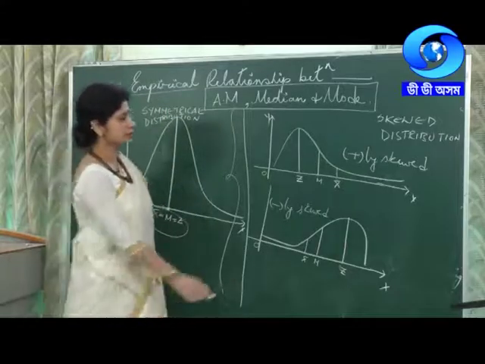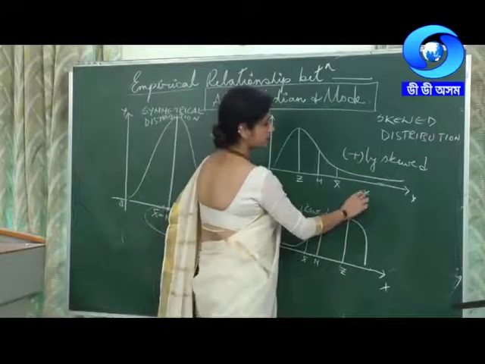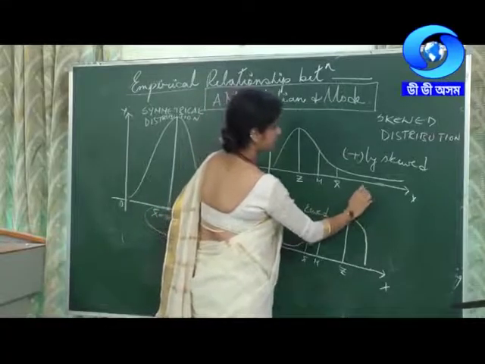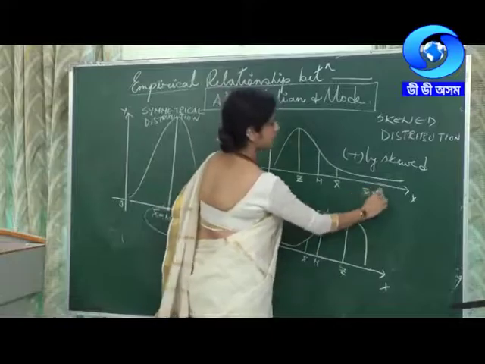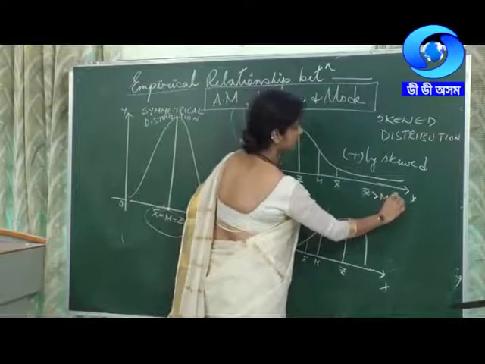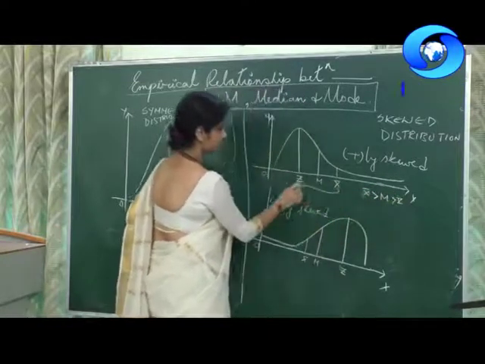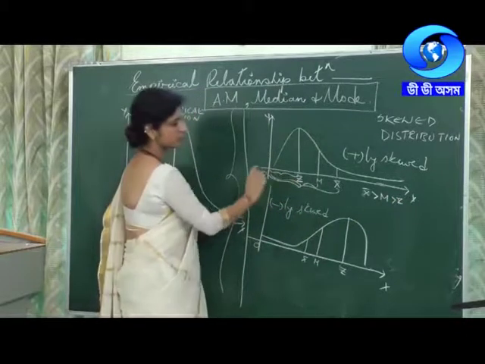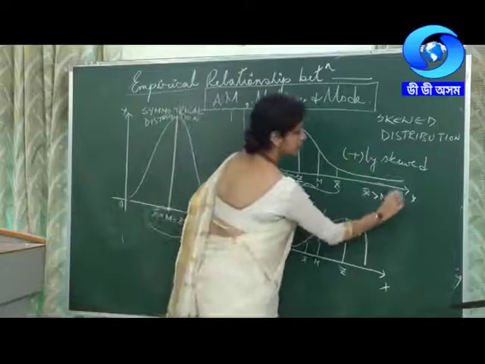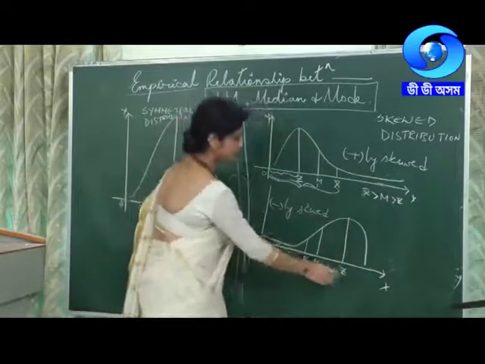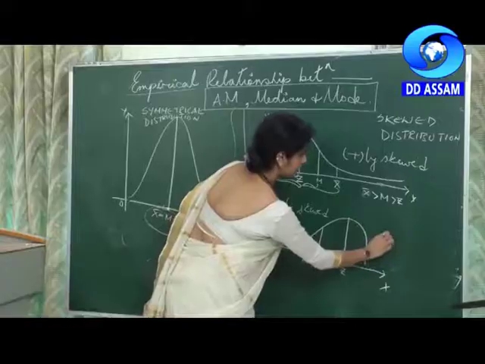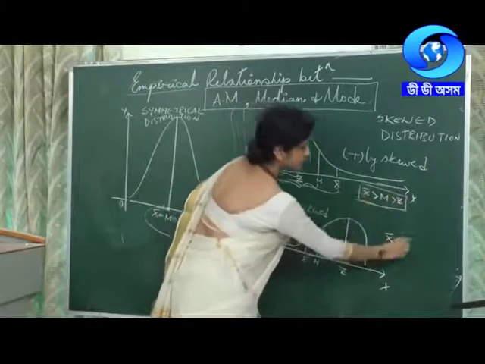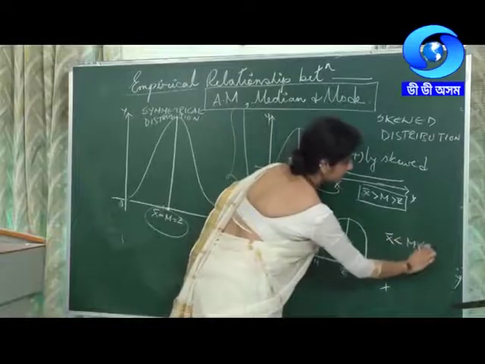All right. So here the relationship between them is x bar is the highest, then you have median, and then you have mode. This is the value for x bar, this is median, and this is mode. So mode has the least value, and in the other case x bar is the least value. All right, and then you have median, and then you have mode.